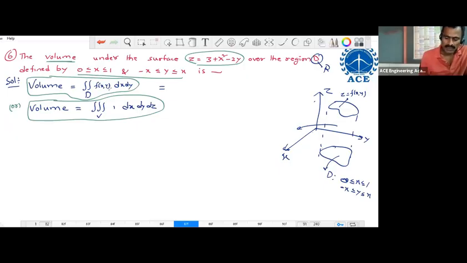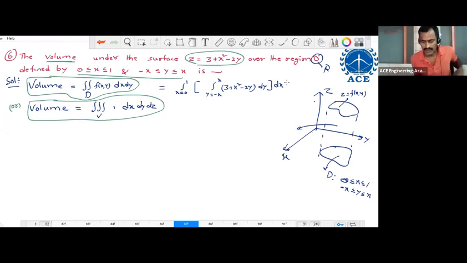If you want to find the volume by using double integral, we have to consider the function and take the xy limits only. Already xy limits are given. Directly D is given by 0 to 1, minus x to x. So integral x equal to 0 to 1, x is varying from 0 to 1. Y is varying from minus x to plus x. And the function f of x comma y, that is z equal to f of x comma y, is 3 plus x square minus 2y, dy and then dx. That's all. Directly we can evaluate. If you evaluate this, we get the volume of the region.